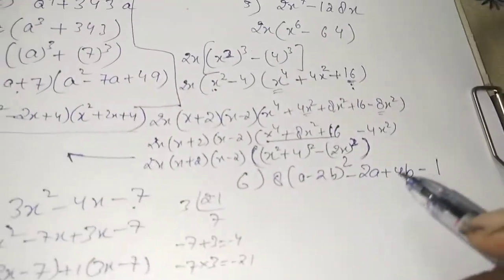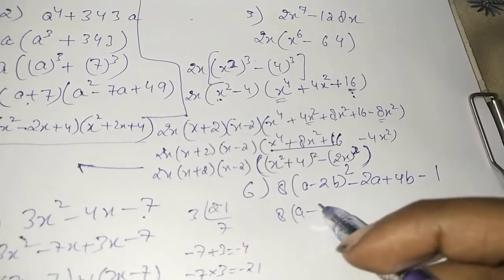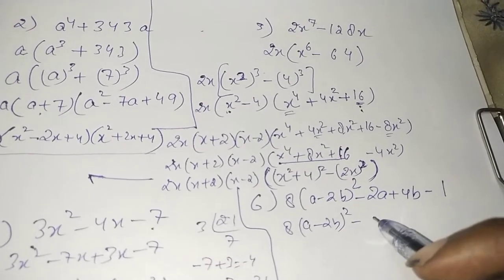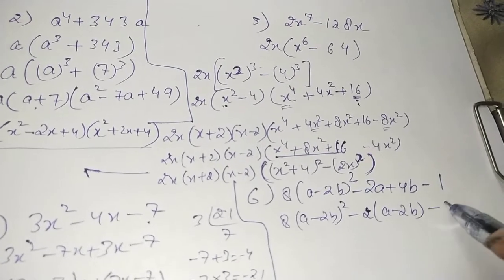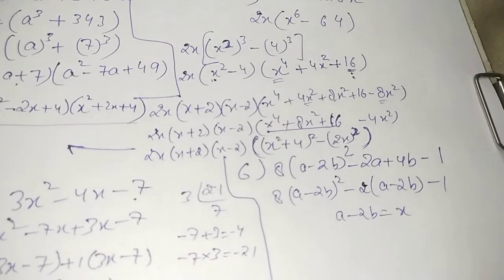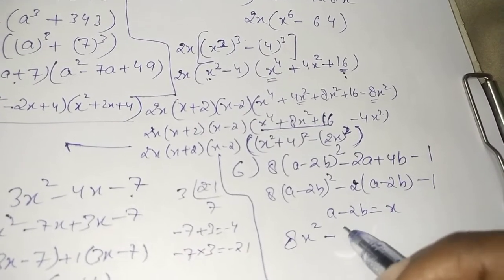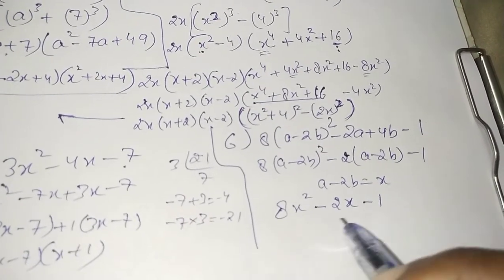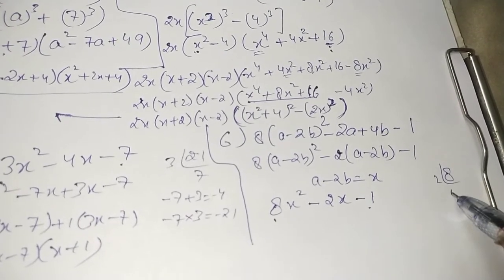Now when we have such a thing, let's do one thing. 8a minus 2b whole square. Let's take out minus 2a minus 2 common. So we'll be left with a minus 2b minus 1. So let's assume a minus 2b to be x. So that means it gets transformed into a proper trinomial, that is 8x square minus 2x minus 1. So now multiply 8 and minus 1. Calculate the factors for 8.